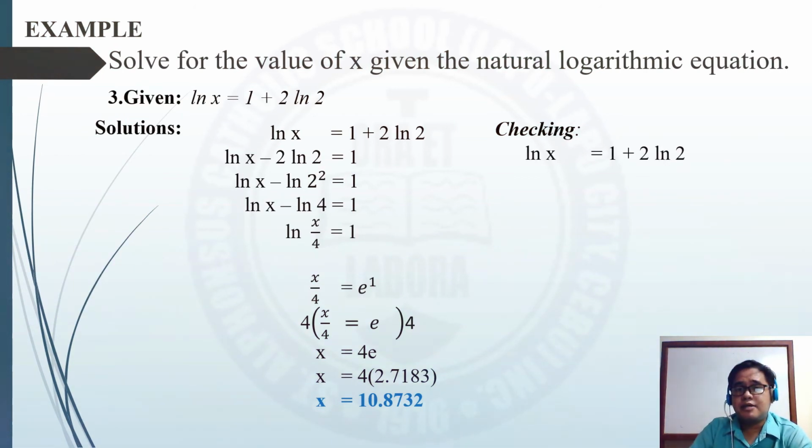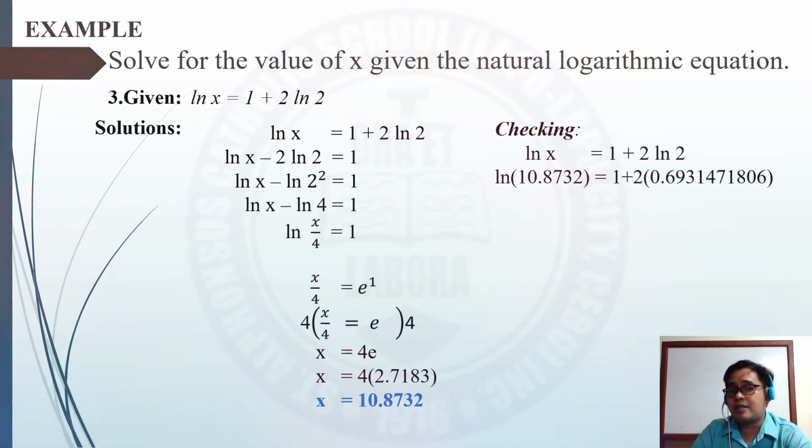So we have ln of x is equal to 1 plus 2 times ln of 2. Next is substitute the value of x, which is 10.8732, and our equation becomes ln of 10.8732 equals 1 plus 2. And then the value of ln of 2 using your calculator is 0.6931 or 0.6931471806. Now simplify them further.